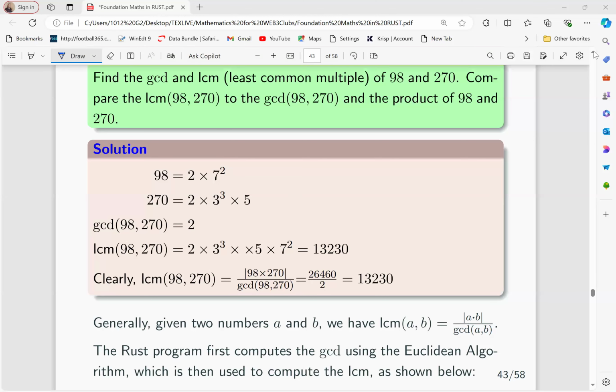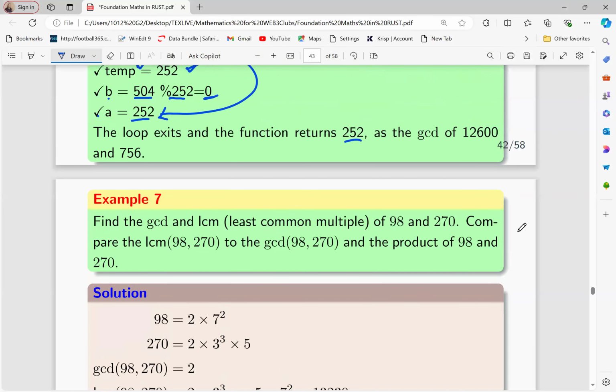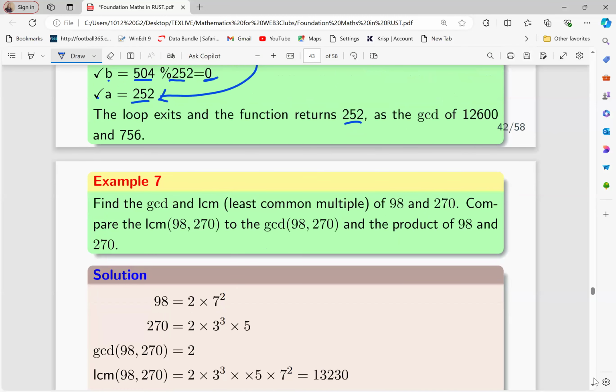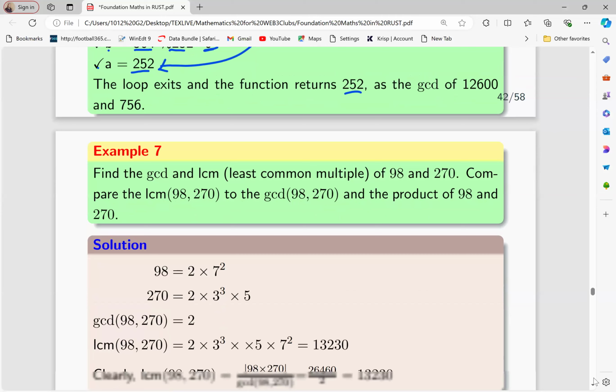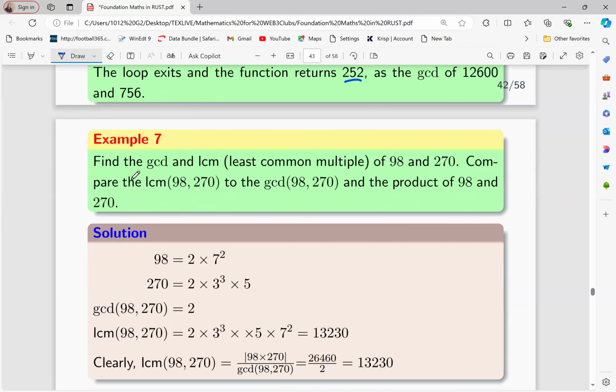Okay, so the next thing I want us to look at is the relationship between LCM and GCD. I begin that by showing an example. The example is: find the GCD and the LCM of these two numbers, then compare. I want the relationship, if there is a relationship between LCM, GCD, and the product of these two numbers.